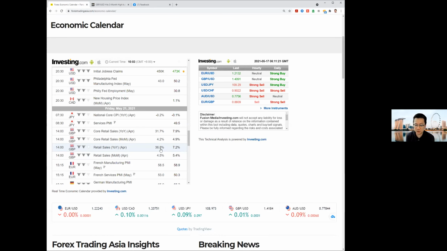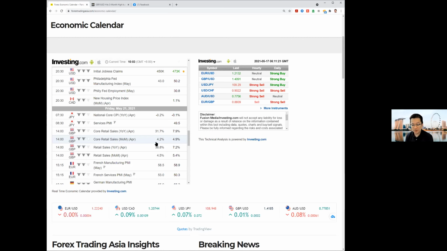This year looking at it as 36.8. Big, big upside on the year-on-year number. This will push prices significantly higher on Friday because that big print, that big data is possibly going to surprise, or even if it's priced in, it's going to push sentiment towards the upside. So watch out for that. Core retail sales number on a yearly basis as well, going from 7.9 expected to hit 31.7%. So again, on a yearly basis, that big number is going to bring about some volatility towards the upside.